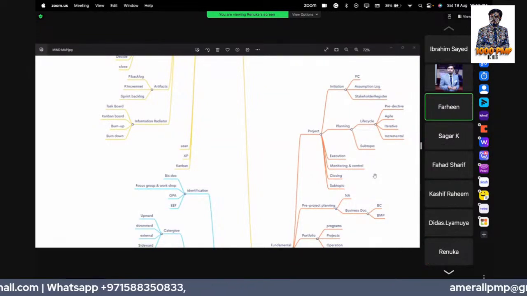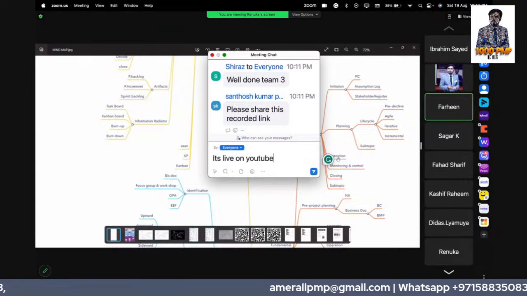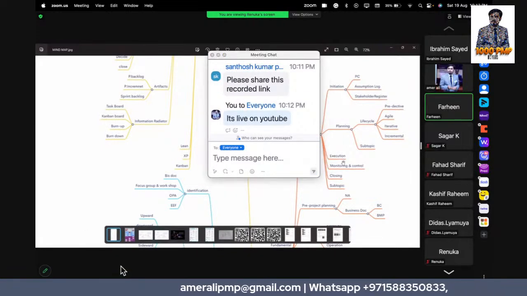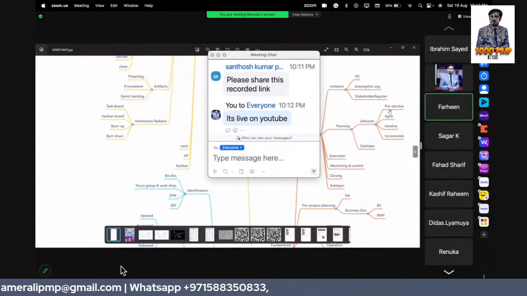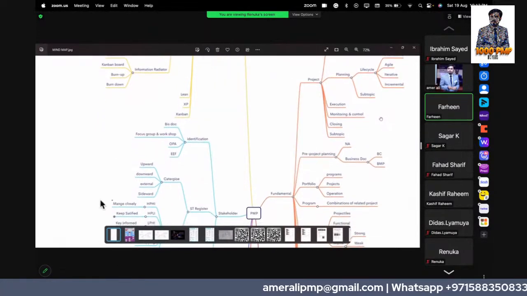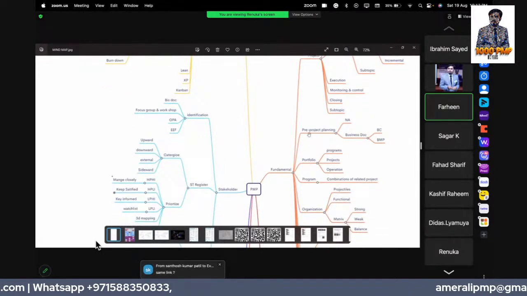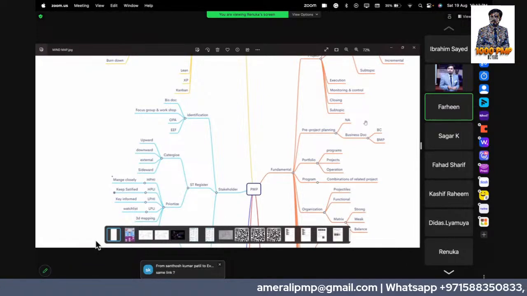In the initiation, we're talking about creation of a project charter, the assumption log, and the stakeholder register. In the planning, we're talking about the planning life cycle, which can be predictive, agile, iterative, or incremental. And then we move on to cover the execution, monitoring and control, and closing, which are different phases of the project life cycle.